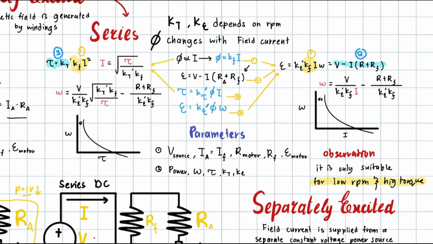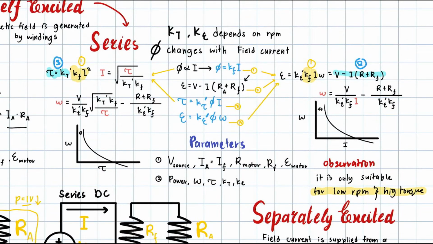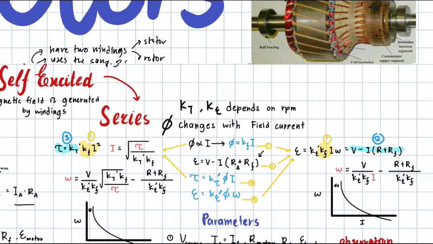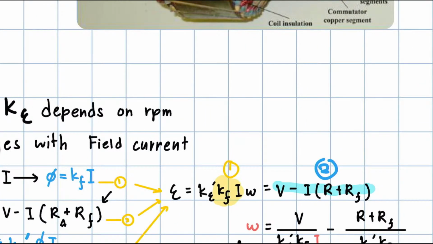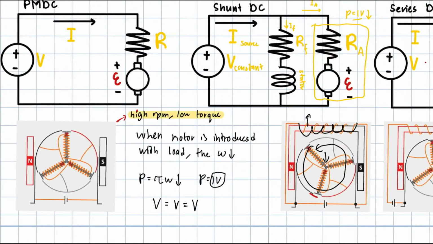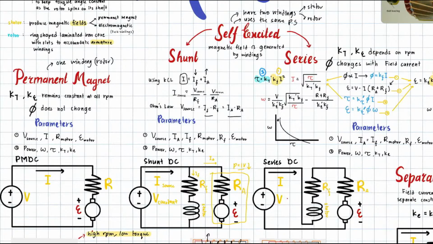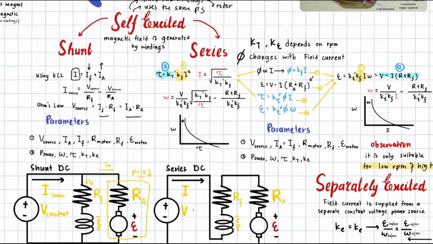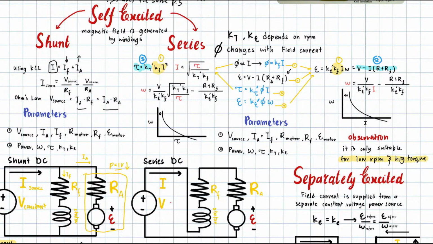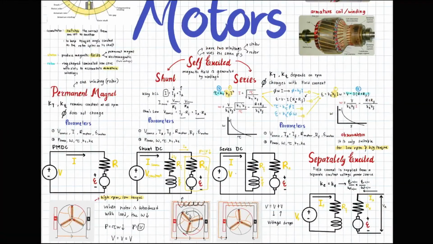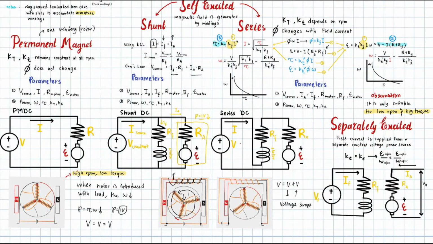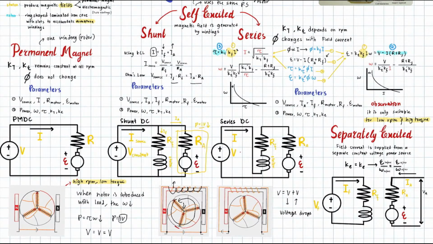So if they ask you a question, like if you need higher torque, which motor do you suggest to use? I suggest you use a series DC motor. If you have a low load but you need high RPM, you use permanent magnets. Like that. Do you understand? Okay, understood. If you understand, tell me. If you want me to repeat, I can repeat. Okay. Do you guys understand the difference between each DC motor now?